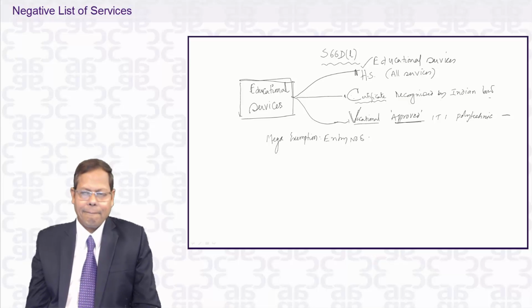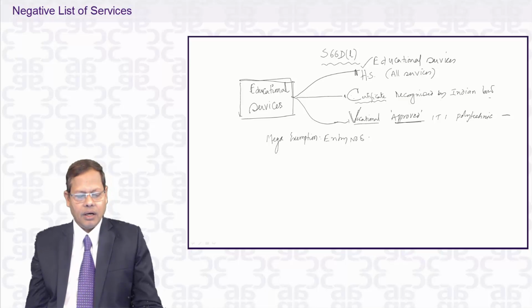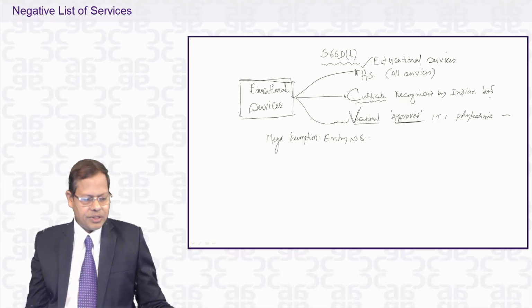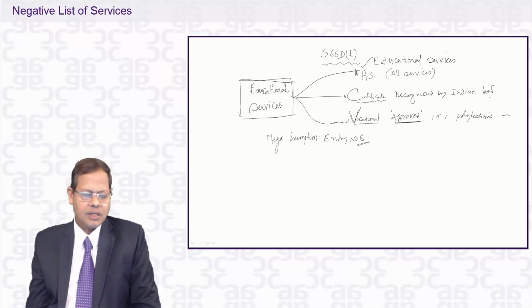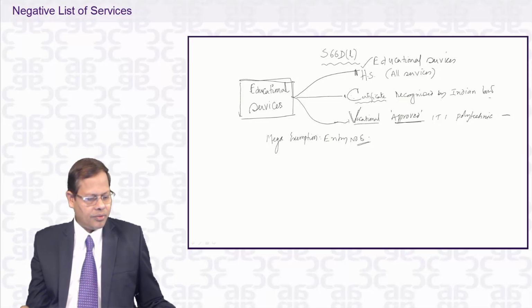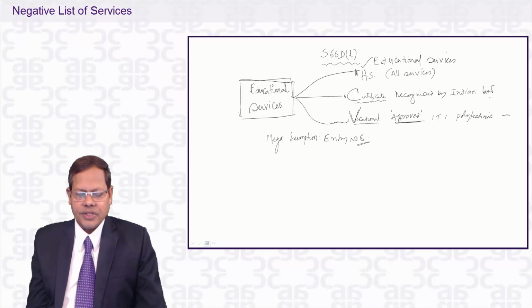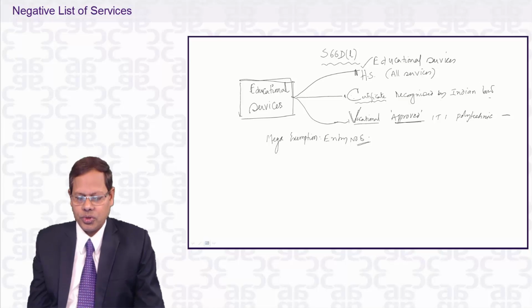Recreational activities. See, relating to recreational activities, training or coaching, art, culture, etc. Any art, culture, etc., training activities. Training, if any training is there, any coaching is given under entry number 8, it is exempt. So let me read out entry number 8. Services by way of training or coaching in recreational activities relating to art, culture or sports.